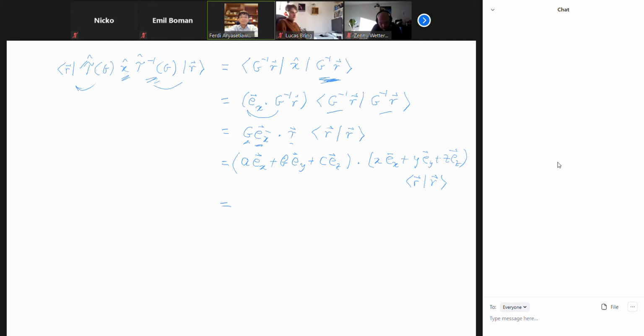So then we get ax plus by plus cz just from this dot product times this, and we can put it back. And then we write it as an operator now. So you see that this thing is equal to that one, like we said in the beginning. This is just an explicit example.